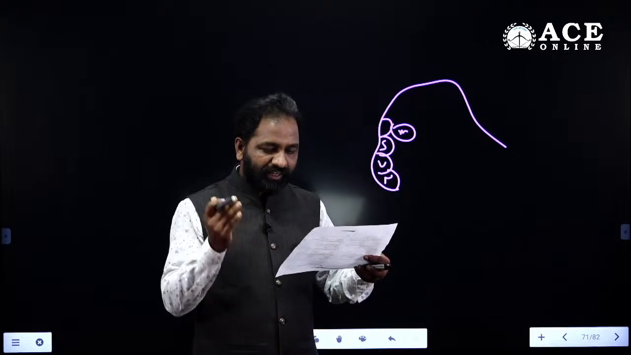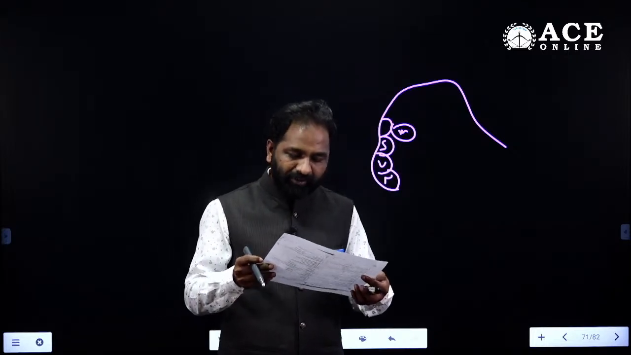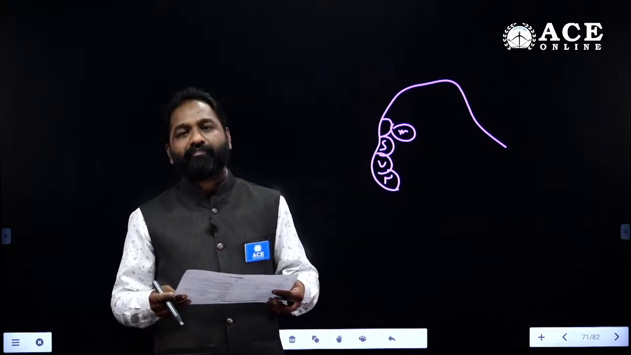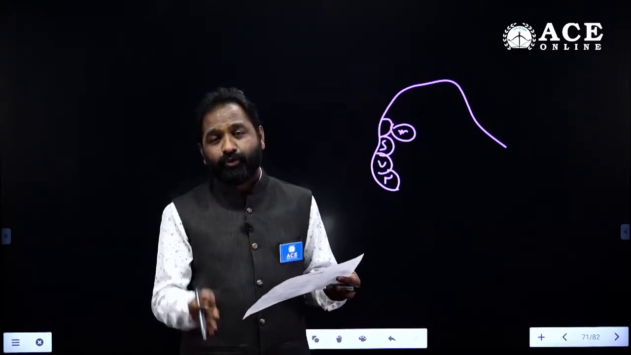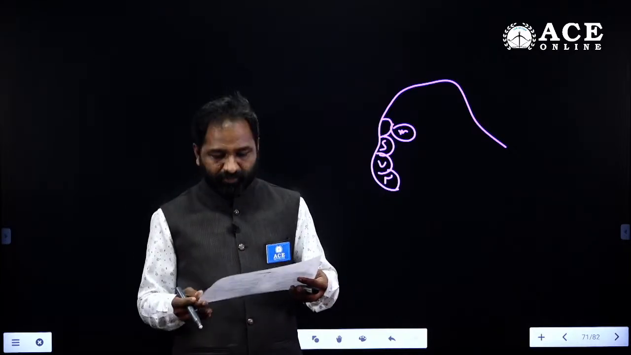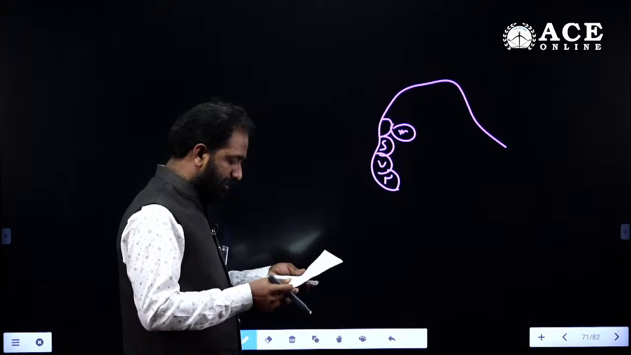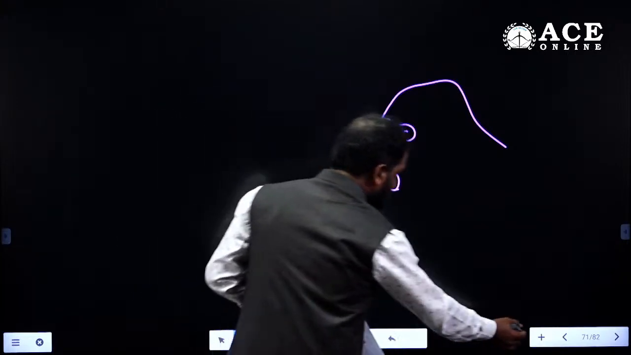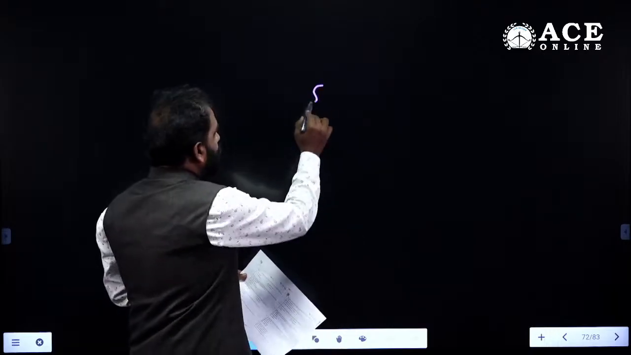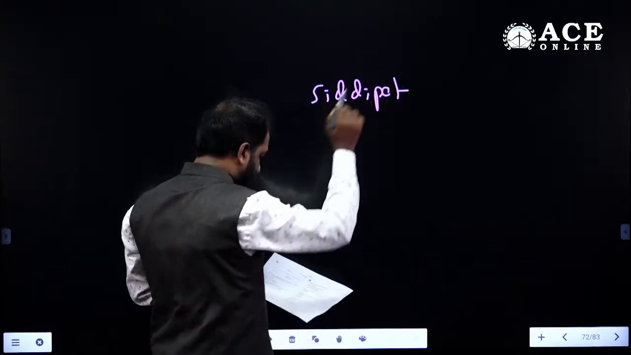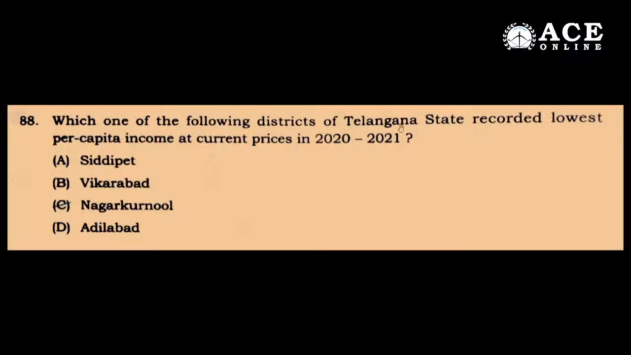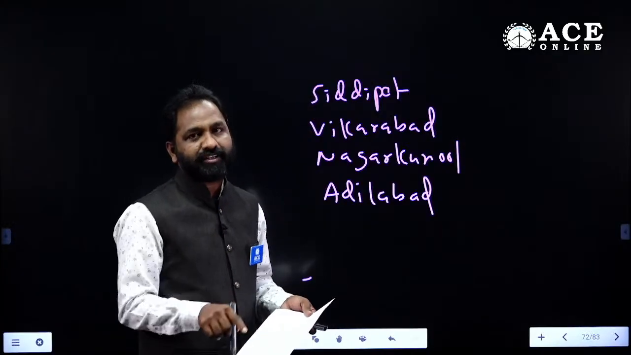Next, question number 88. Which of the following districts of Telangana state recorded the lowest per capita income at current prices in 2020-21? Of course, the question is direct, but unless you go through the socio-economic survey, you cannot give the answer. But I will tell you. If you talk about the per capita income of the last four districts, they asked about Siddipet, the next one Vikarabad, and also Nagarkurnool, and also Adilabad.